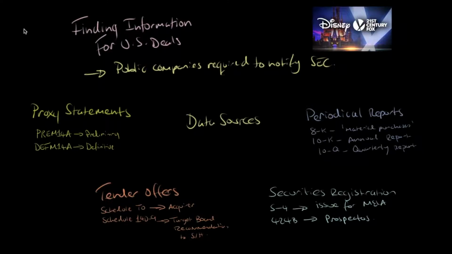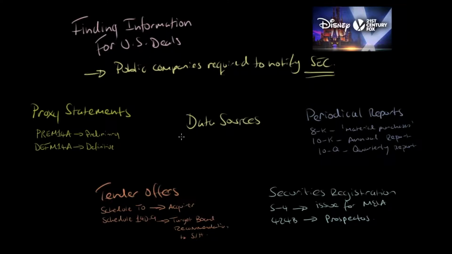In the last video, we discussed how to find information for European deals, and in this video, we'll go on to look at how we would find out information for US deals. So I actually like looking at US deals a lot more from the perspective of finding data, because all the information gets reported to one governing body, the SEC.